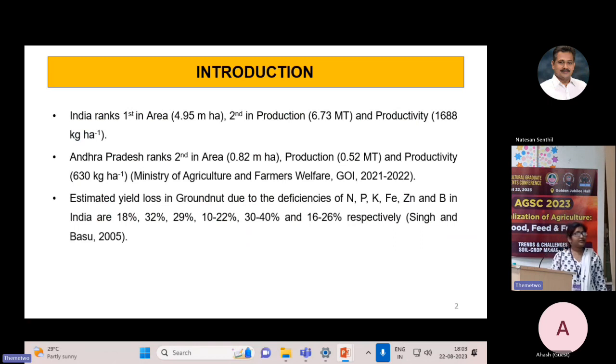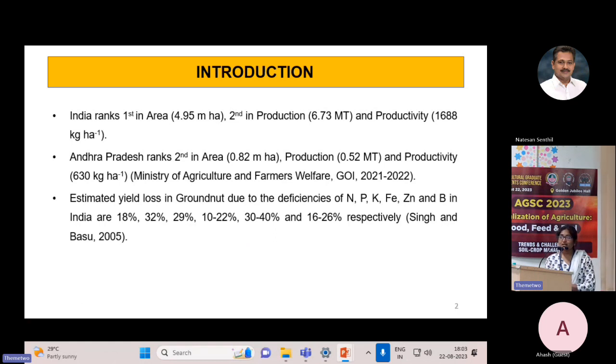We all know that groundnut is the king of oilseeds. Globally, India ranks first in area and second in production, and the productivity of groundnut is 1,688 kg per hectare. In Andhra Pradesh, the area under groundnut ranks second, but the productivity is very low, at 630 kg per hectare. Despite being such an important oilseed crop, the productivity of Andhra Pradesh is much lower compared to the average productivity of India.